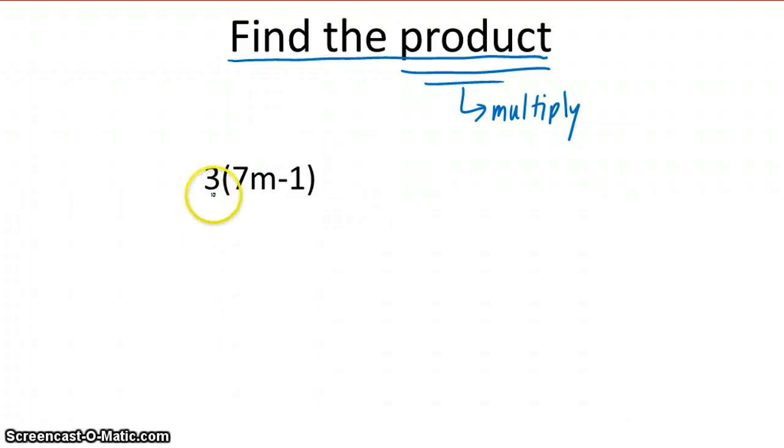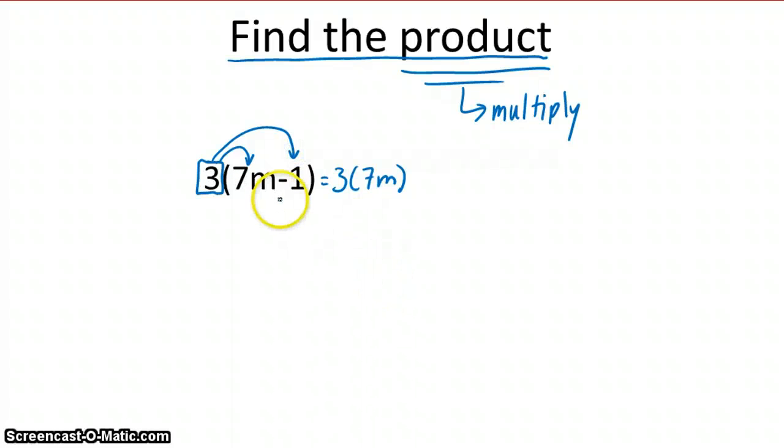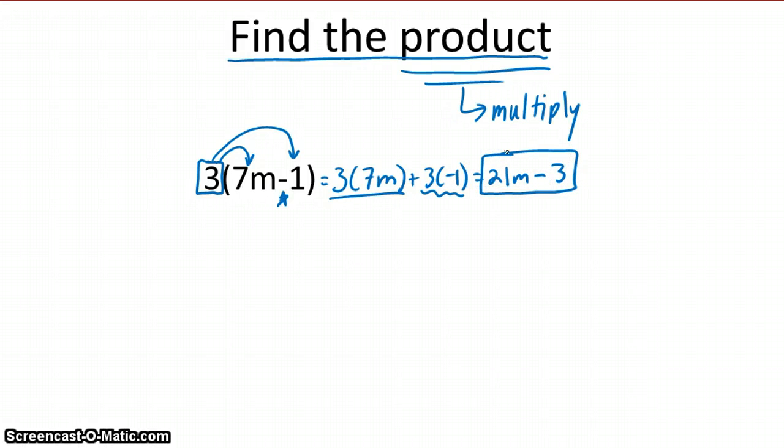So we've been doing this in problems we've already been doing, but basically I would take the 3. First, I would distribute it to the 7m, so I'd have 3 times 7m. Then I would distribute the 3 to the negative 1. Now, remember to be careful with negative signs. So it'd be like taking a plus 3 times a negative 1. When I do this, 3 times 7 is 21, keep the m attached, and 3 times a negative 1 would be minus 3. So in this case, when we did 3 times 7m minus 1, I get 21m minus 3.